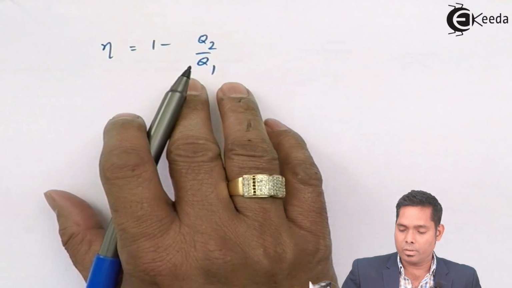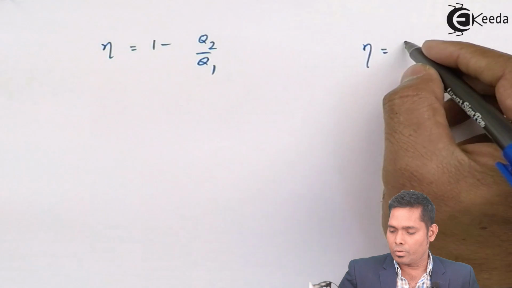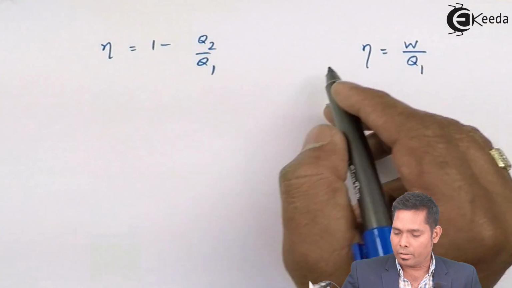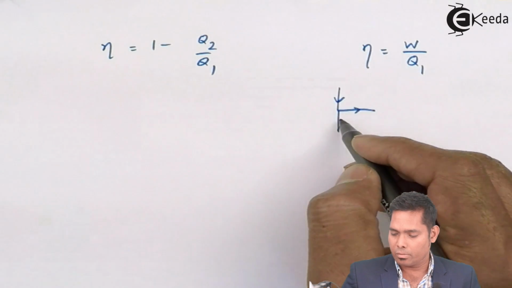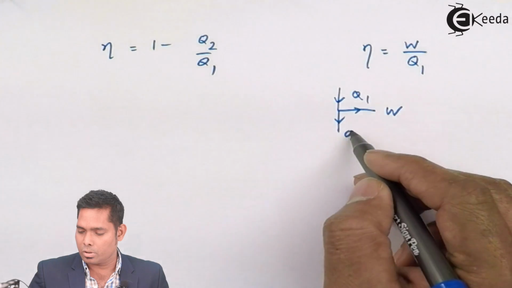This is very well known, otherwise you can derive it. Efficiency is the work done that you want divided by what you are giving, which is Q1, and from that you know this is the direction in which the energy is flowing. This is Q1, this is W, this is Q2.